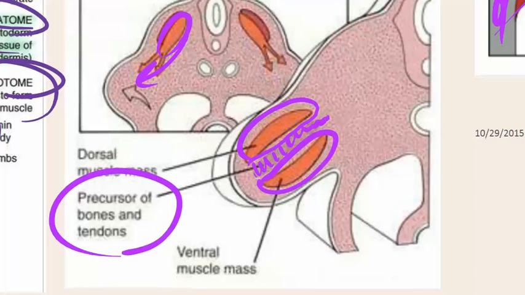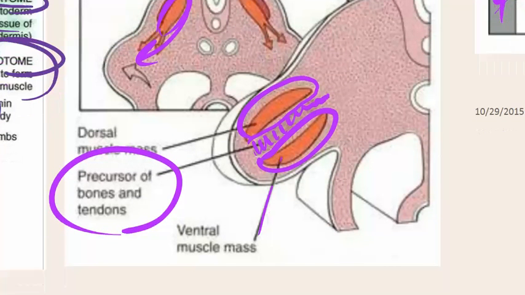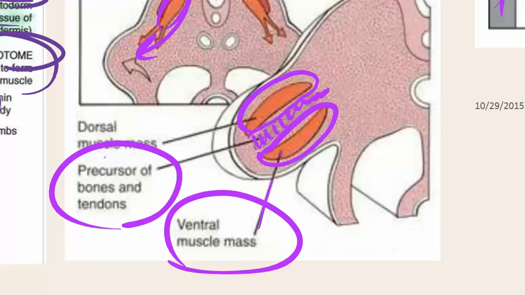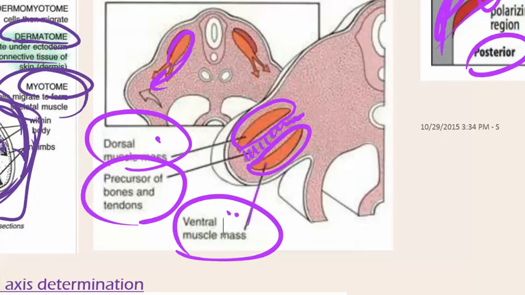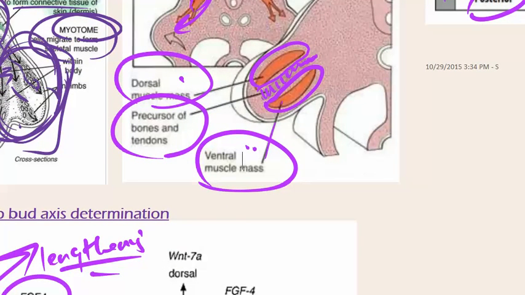Okay, so this kind of sandwich is how we're getting the ventral muscle mass and the dorsal muscle mass. These muscle masses are coming from the myotome, and the myotome is coming from where? The somites. And the somites are coming from where? Paraxial mesoderm. And the paraxial mesoderm is coming from where? Epiblast. That's right. And where's the epiblast coming from? The embryo blast. That's right. So cool.